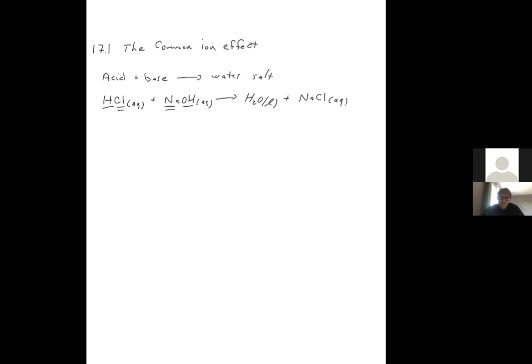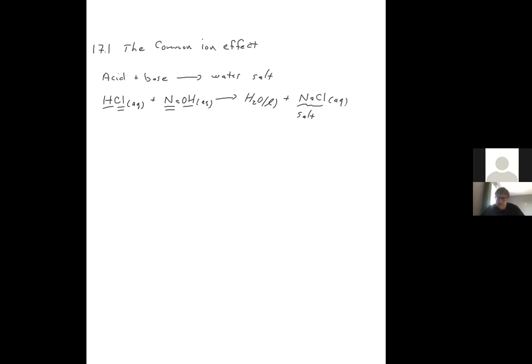Okay. Now, what we're going to look into is considering what these products are, in particular, the salt. We're going to be interested in that because as we move through this chapter, we're going to be doing pH calculations. And what we found at the end of chapter 16 is that a salt can be either acidic or basic, or it could be neutral.